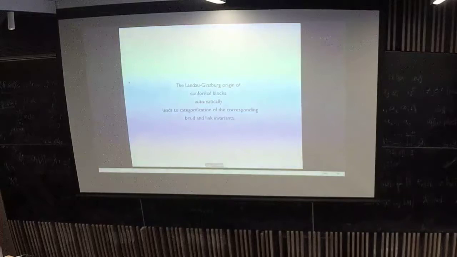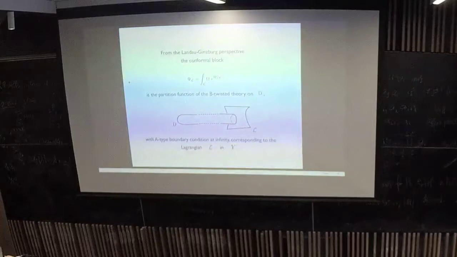Anyway, from the Landau-Ginzburg perspective, the meaning of this amplitude is the partition function of the B-twisted theory on an infinitely long cigar with a boundary condition at infinity corresponding to a choice of integration cycle, which is a Lagrangian in the target.